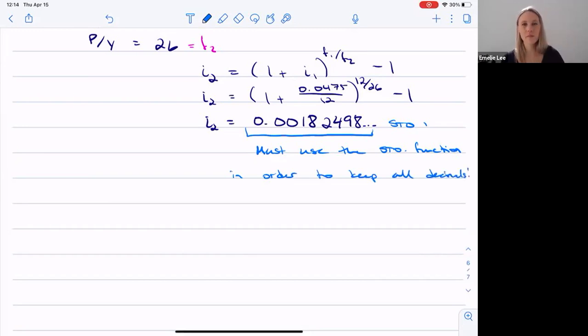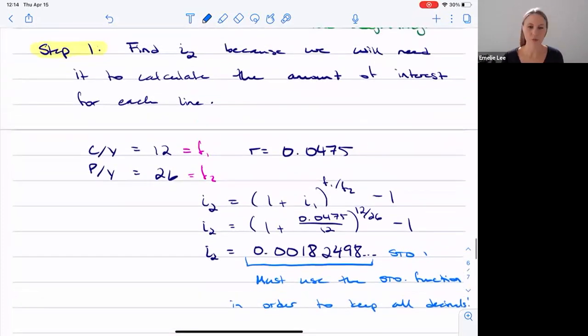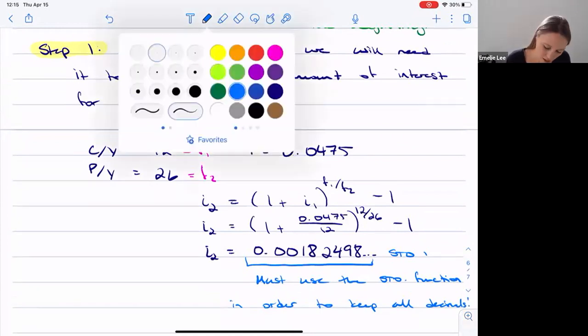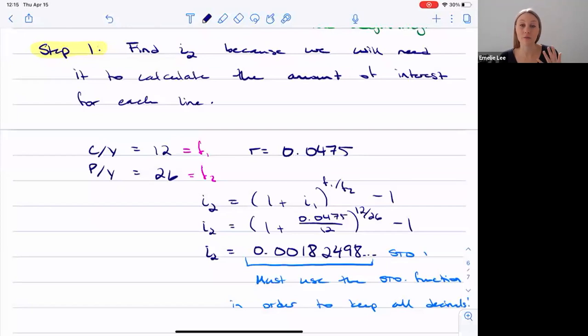Also, you don't want to be typing that in every time. That's crazy. So that's step 1. Regardless of the question, we're going to need I2. So you may as well get it over with, have it, store it, put it to the side. Okay. Step 2 is going to be find the payment amount, right? It's pretty rare that you have to find something other than the payment amounts. We usually have to find the payment amount.